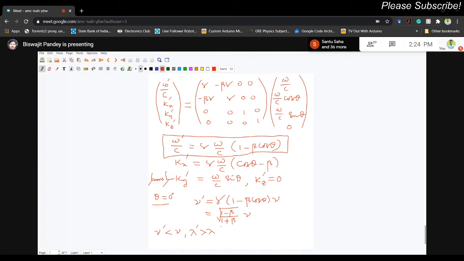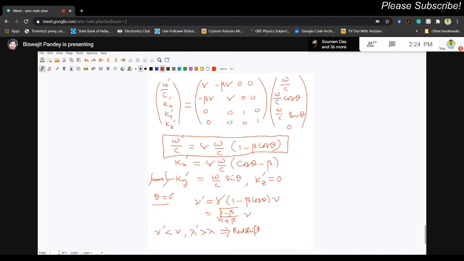And this phenomenon is usually known as redshift. Why? In the visible spectrum, red has the largest wavelength, so it is the increase in wavelength. That's why sometimes it is labeled as redshift, right? And this is a decrease in frequency or an increase in wavelength, right?